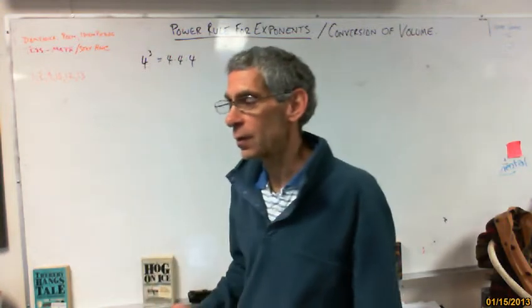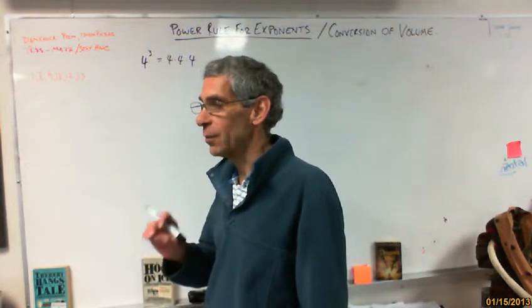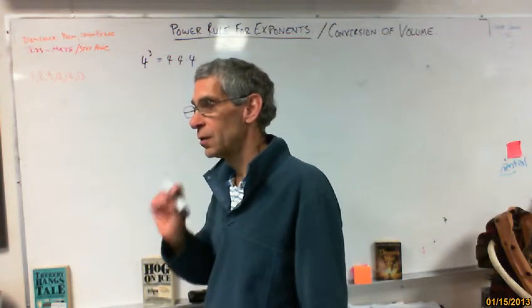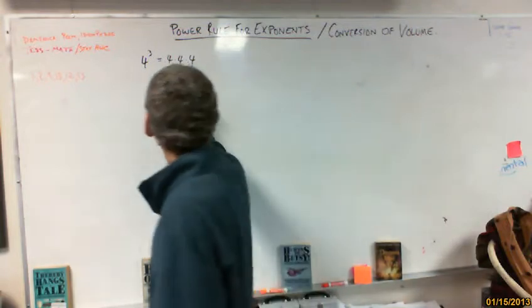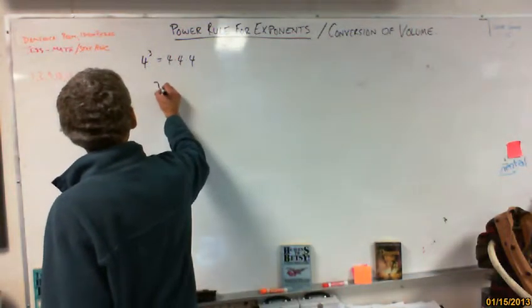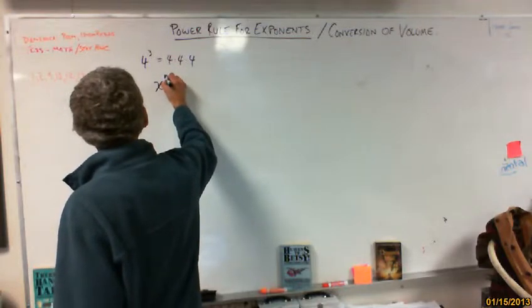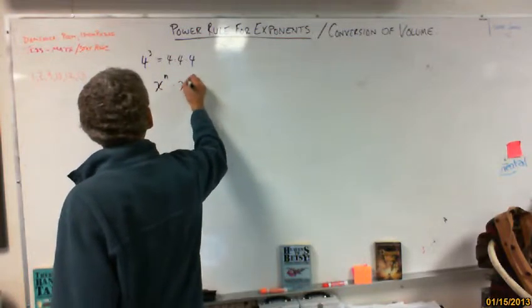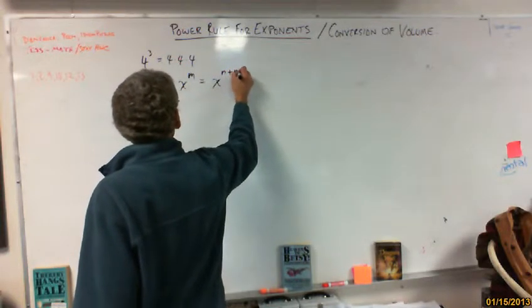How about same bases times same bases, with exponents? Add exponents. Yeah, you add. So how would you write that? x to the n times x to the m is equal to x to the n plus m.